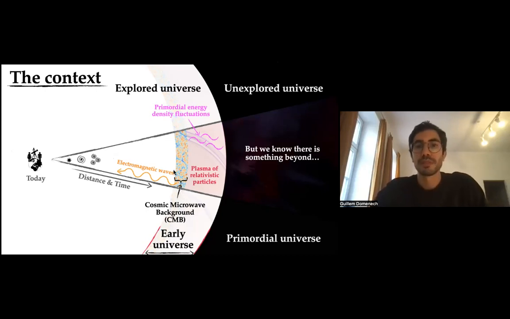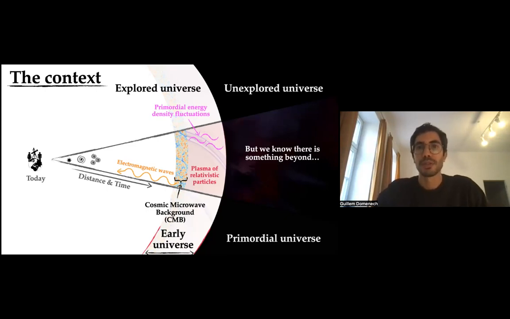From the cosmic microwave background, we have learned a lot about the early universe. For example, we learned that the early universe was made of a plasma of relativistic particles, and quite importantly, that this plasma was filled with primordial energy density fluctuations. These fluctuations tell us that they had to be generated much, much before. So we know there's something beyond what we have observed already, usually referred to as the primordial universe.